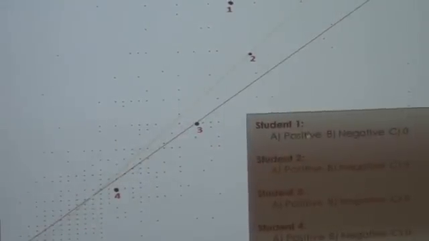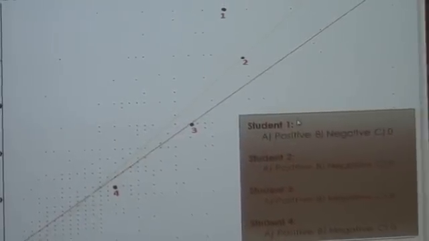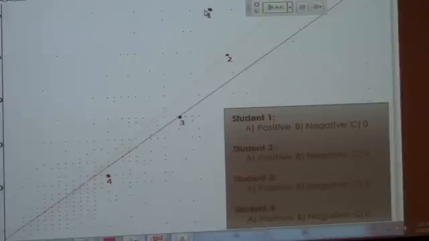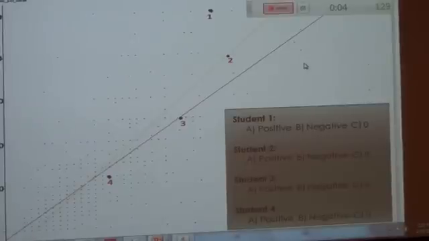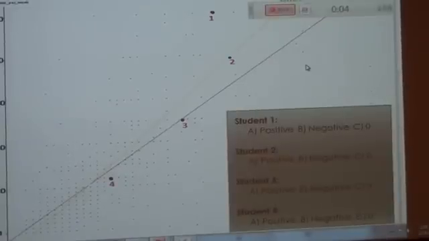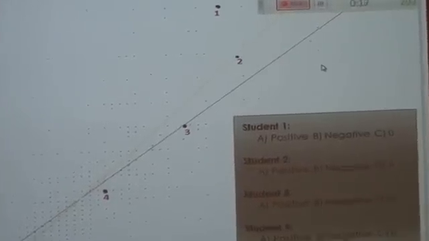All right, so for each student, is his residual positive, negative, or 0? Let's start with student 1. Student 1's right there. Positive, negative, or 0? Remember, if it's above the line, I'm just going to tell you it's positive. If it's below the regression line, it's negative. So I think you're going to get this one.